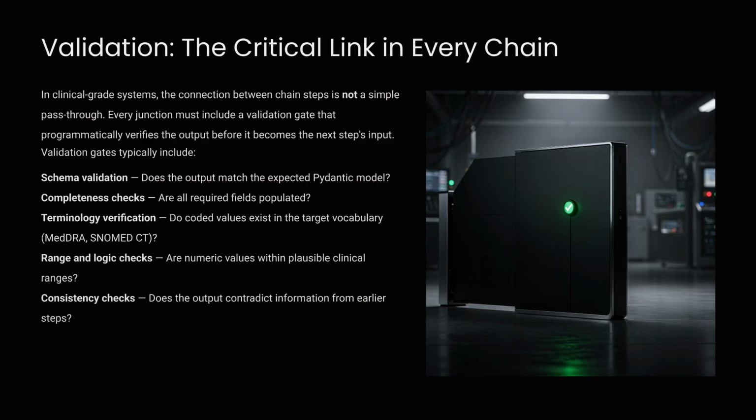Validation is the critical link in every chain. Every junction must have a validation gate to verify the output programmatically before it becomes the next step's input. Checks include schema validation, completeness checks, and terminology verification against standard vocabularies.